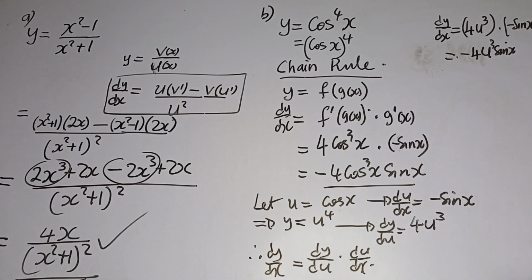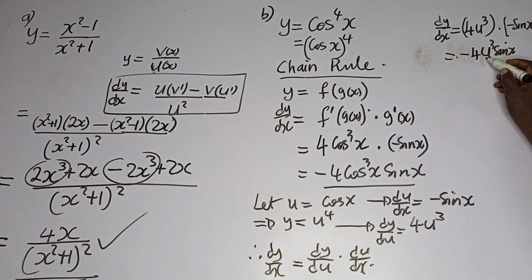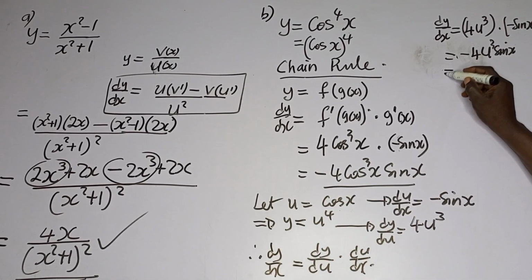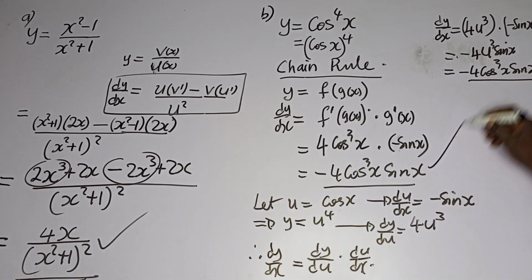We can't stop here because our question is in terms of x. We're asked to find dy/dx and not in terms of u. But we know u is cos x. So this simply becomes negative 4 cos cubed x sine x. So we see we obtain the same result.